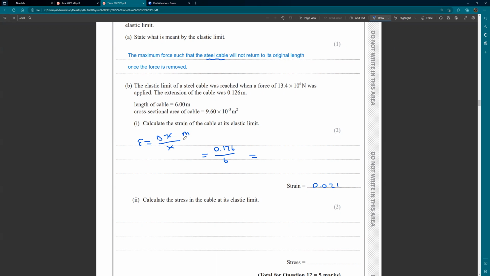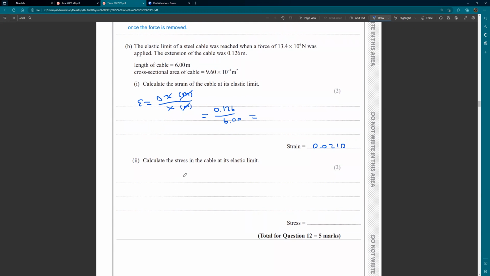Extension has a unit of meters, and the length has a unit of meters, so they cancel out. So I'm going to say 0.0210 and keep it to 3 significant figures, just because every value I used in my calculation was also to 3 significant figures, and you always want to use the lowest number of significant figures used in your calculation. Calculate the stress in the cable at its elastic limit. Well, stress is equal to force over the area.